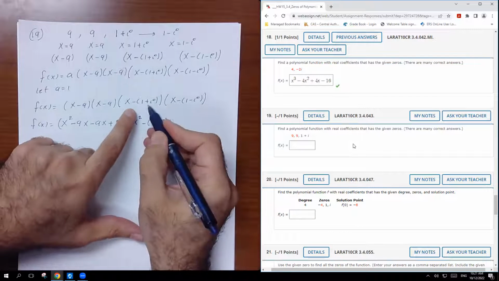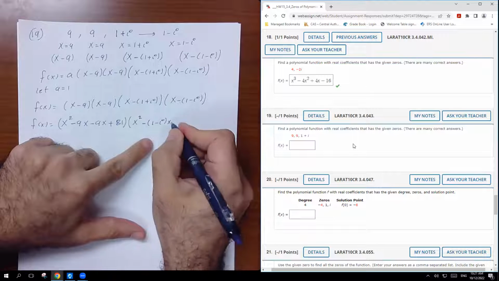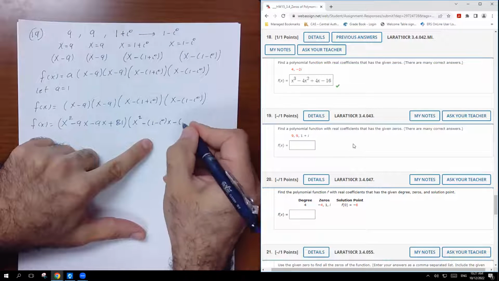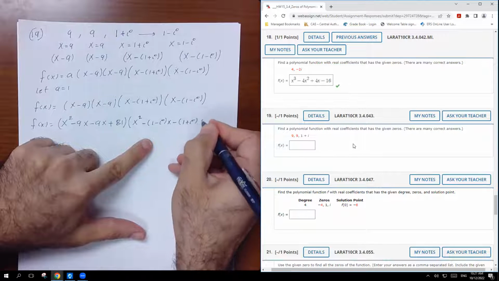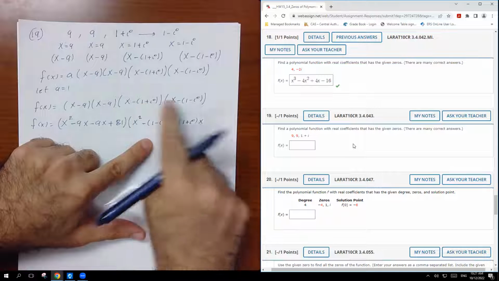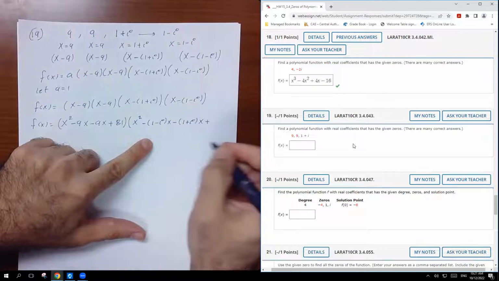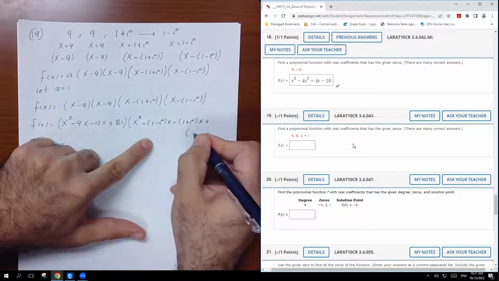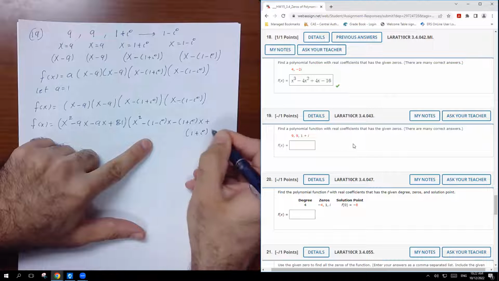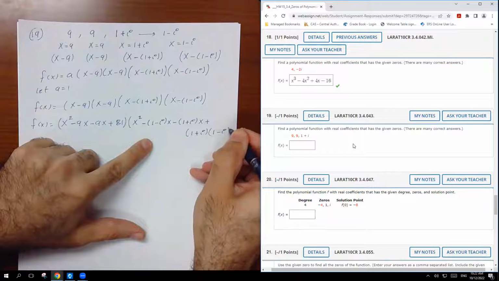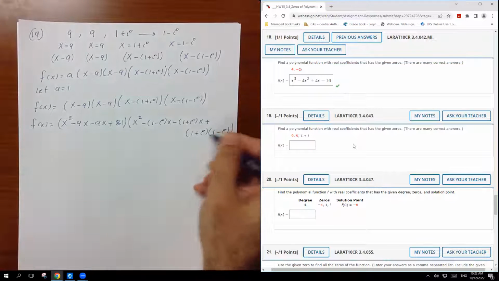Then negative this number here times x is going to be also minus (1 plus i)x. Then this one times this one, so it's going to be plus (1 plus i)(1 minus i). And we have to FOIL these two parentheses.